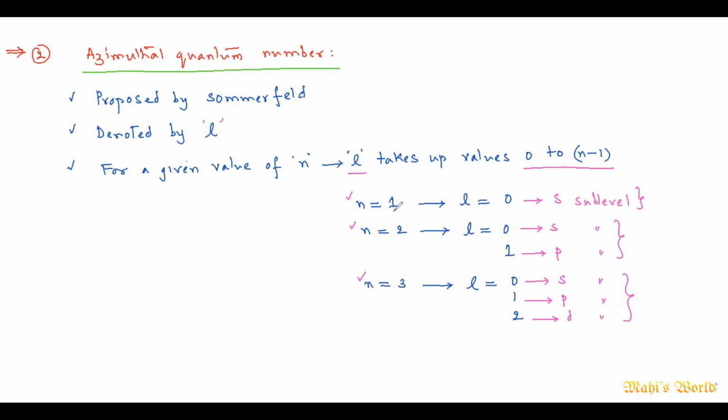Number of sublevels in an orbit is equal to the same n value. Here the value of n is 1 and you got just 1 sublevel. And here the value of n is 2, you got 2 sublevels. Here the value of n is equal to 3 and you got 3 sublevels. Similarly, if we go for n is equal to 4, you'll have 4 sublevels.